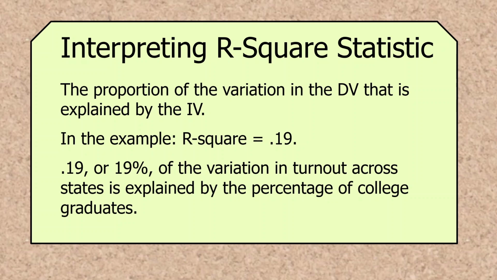For the example of college education and turnout, the R-square for this relationship is 0.19 and may be interpreted like this. 0.19, or 19%, of the variation in turnout across states, all the variation in turnout across states, is explained by the percentage of college graduates. The rest, 81% of the variation in turnout across states, must be explained by other variables, because as we know, there are a lot of other variables out there that might also account for turnout.